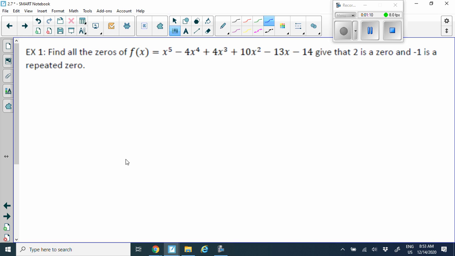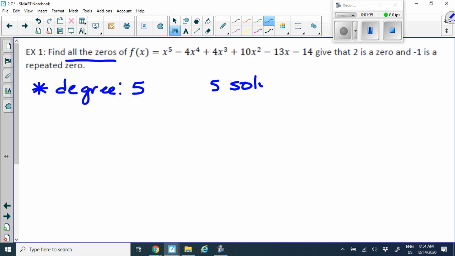Okay, so notice that we're going to find all zeros, meaning this could include imaginary numbers. When it says all, that means complex, so both real and imaginary solutions if possible. Now, first, using the fundamental theorem of algebra, how many solutions are we going to have? Well, what is the degree of this polynomial? Our degree is 5, so we should have 5 solutions at the end here.